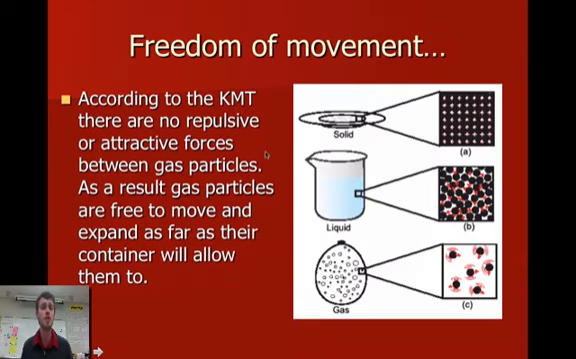All right, so freedom of movement. According to the kinetic molecular theory, these particles are not going to be attracted to each other. They're also not going to repel each other. So we're going to assume when we're talking about this theory that there are no positive charges or negative charges to attract each other. Two positive charges aren't going to repel each other. We're just going to say they don't exist, all right? That's an assumption that we're going to make when we're talking about kinetic molecular theory to describe properties of gases. So as a result of this, gas particles are free to move as quickly as they want.